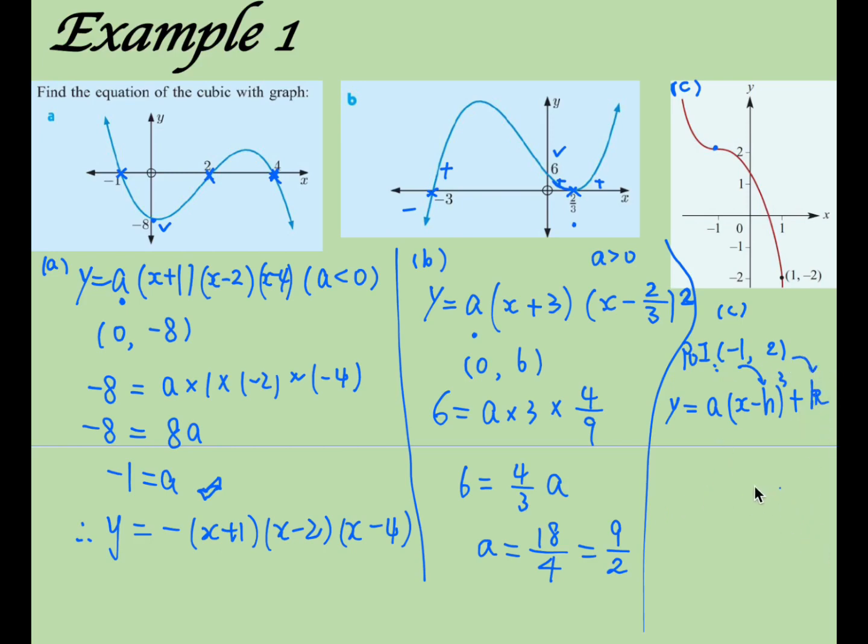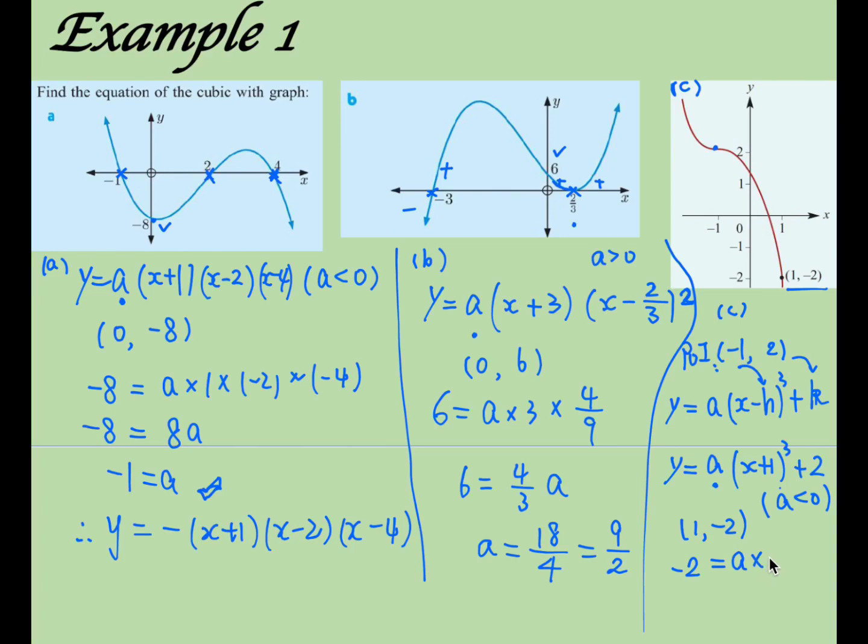We substitute the point of inflection. We will have y equals a times (x plus 1) all cubed, then plus k. k is equal to 2. Then we are going to use one more point to determine the value of a, and we can predict a is negative because the graph is climbing down here. For another piece of information, we are going to use (1, -2). It means the y value is -2 and x is equal to 1.